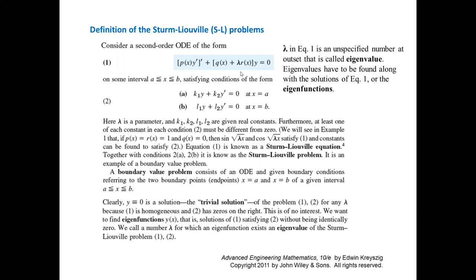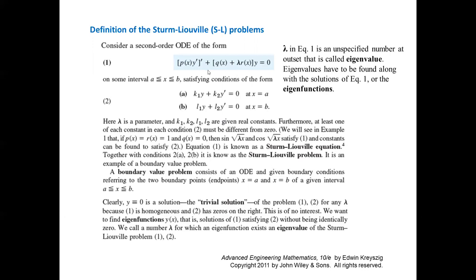If we look at the second term in the Sturm Liouville definition, it involves a function q and a function r of x. R of x is also called the weight function. We're going to discuss later on, it plays a more important role than p and q. And lambda is an unspecified constant we call eigenvalues.